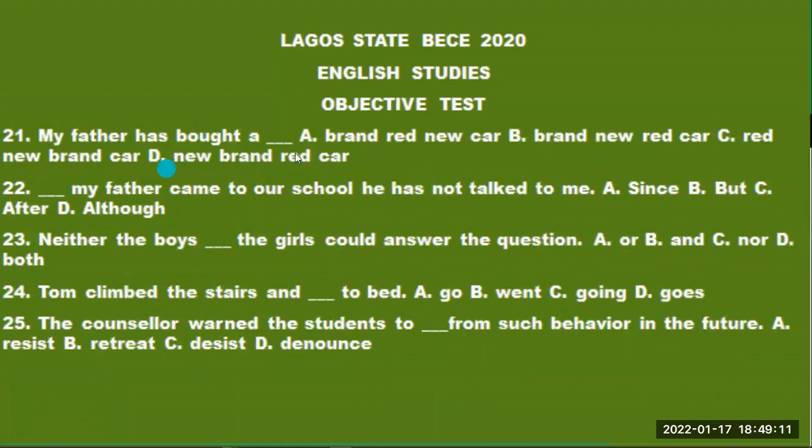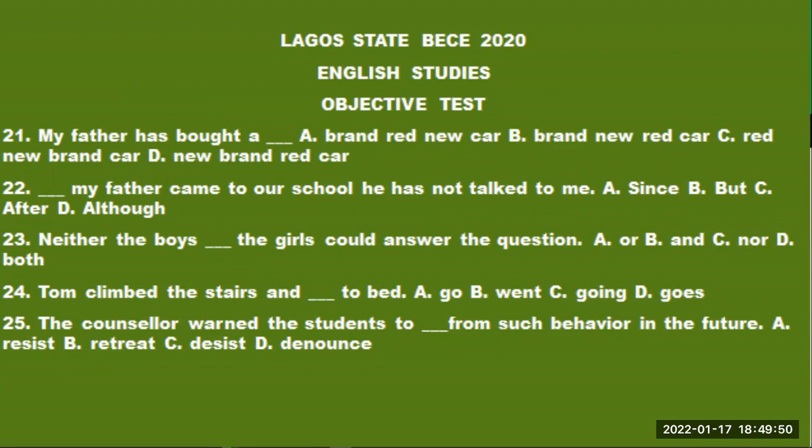My father has bought a dash brand red new car. Now you can see that this is testing your knowledge of the adjectives word order. When you want to use two or more adjectives to modify a noun in a sentence, then you must arrange these adjectives according to a certain order. Now, I have an acronym that captures this, and that is known as DOSASCOMP.